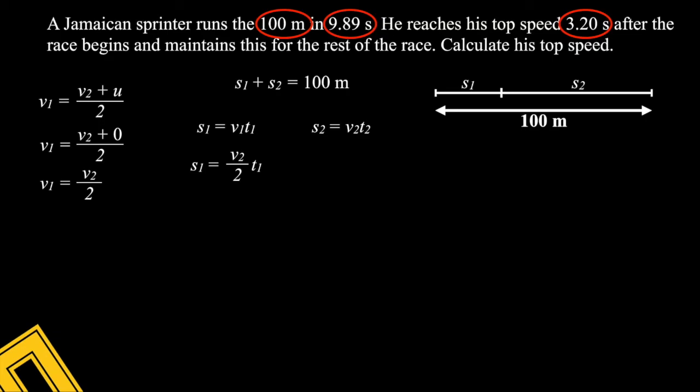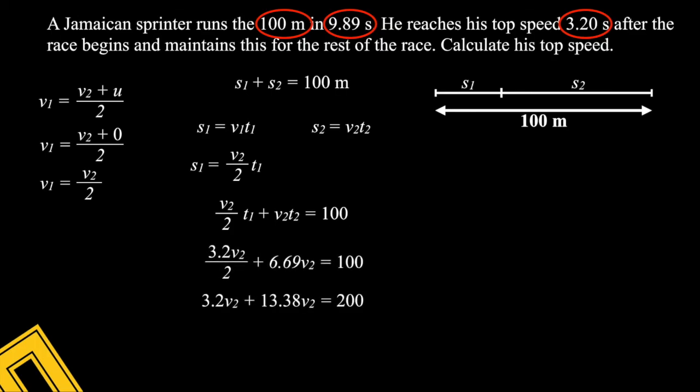So I'm going to substitute those two values that I have now, S1 and S2, back into that original formula up the top, so that I get V2 over 2 T1 plus V2 T2 equals 100. Now, we know the values for T1 and T2, so the only unknown variable in this equation now is that final velocity. So I'm just going to rearrange this, and I'll eventually come up with a value for V2. And there you go. His final velocity is 12.1 meters per second.